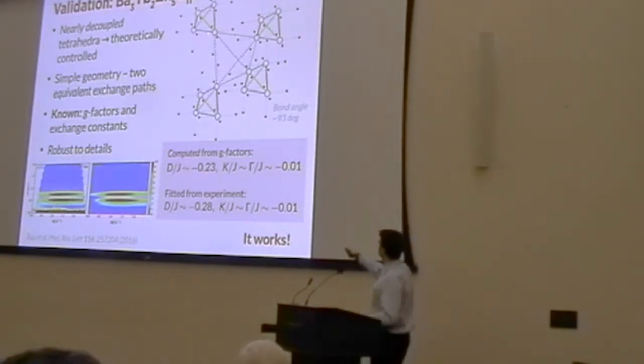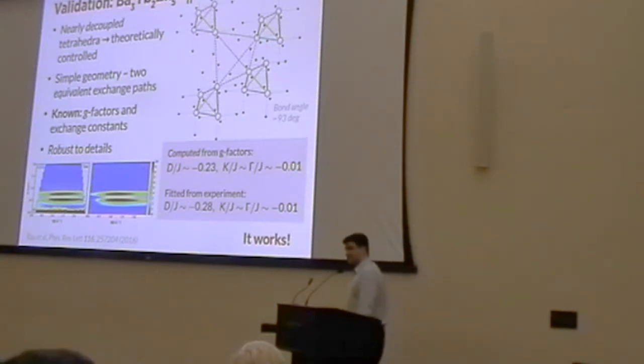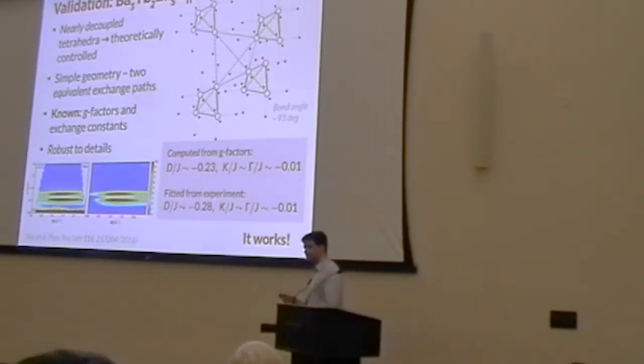The distance from here to here is twice the distance from here to here. So to a very good approximation, the exchange on this bond is negligible, and you get essentially decoupled tetrahedra. Because of that, the model is theoretically controlled, and then through detailed analysis of the experiments, you can extract very precise numbers from these exchanges. So what you get is highly structured, not generic, not throwing a dart at the board, something that looks very specific.